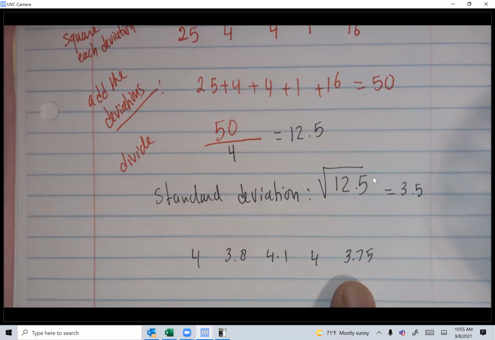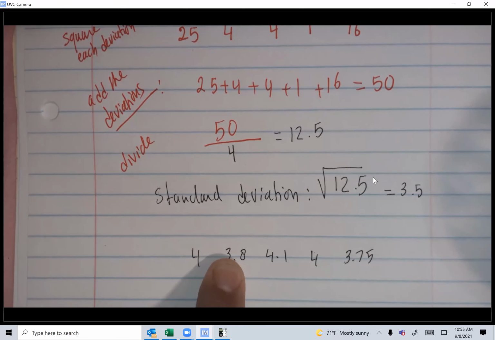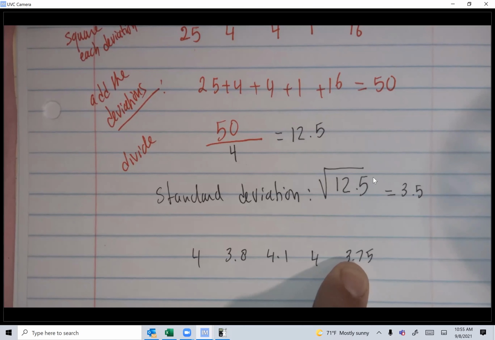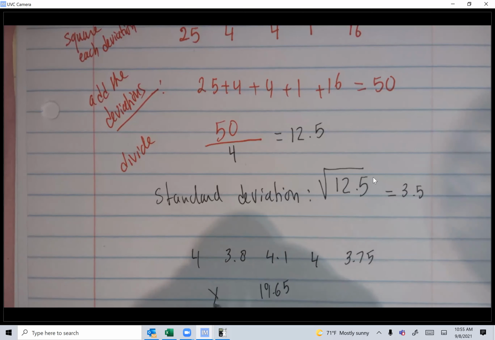What do you think? Do you guys agree with me if I find the average? What's the average of this data set? Let's find the average. 4 plus 3.8, that's 7.8, 11.9, 15.9, 18.9, 19.65. And if I divide this to find the mean, divided by 5, 35.5. So it's going to be 3.93.